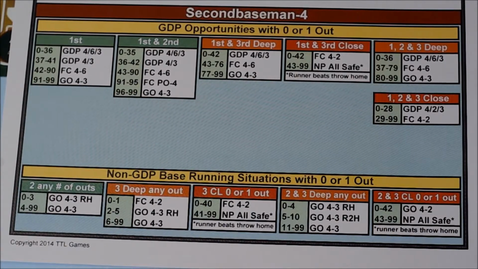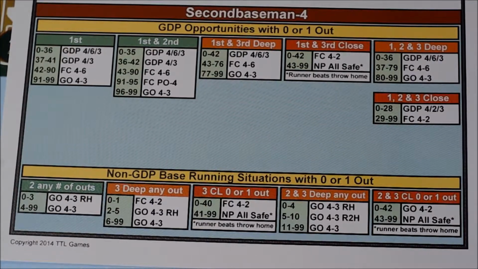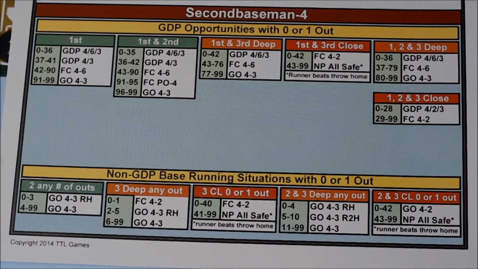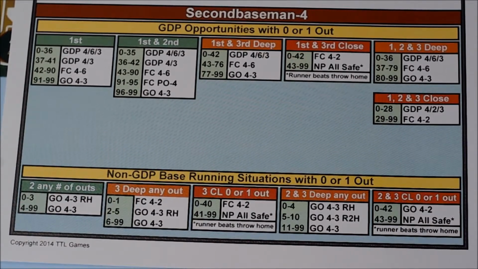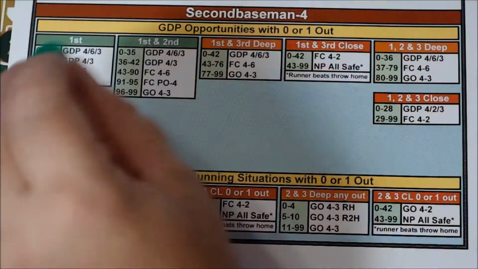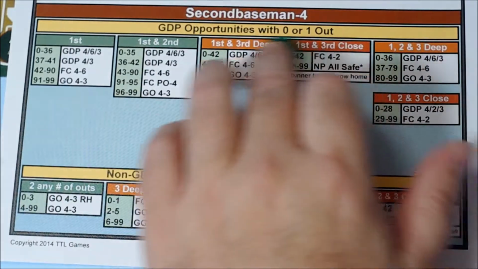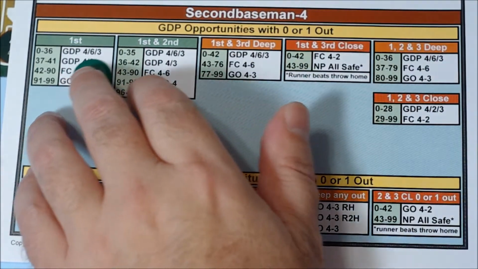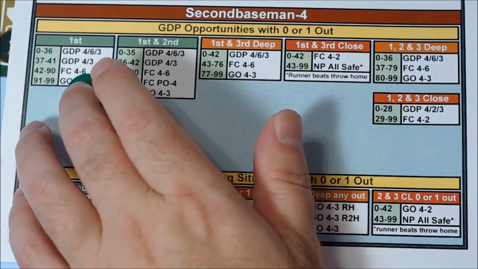Okay, say you have a runner at first, and there's less than 2 outs. Anytime there's a potential force play at second, and there's less than 2 outs, that's a potential ground into double play, and that's what all this is. So if it's a ground into double play opportunity, you use this table.